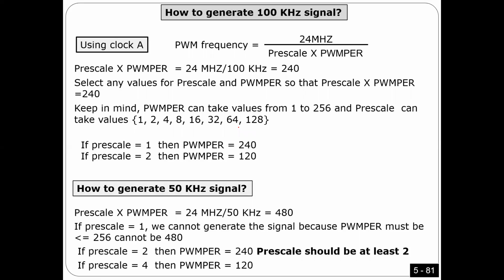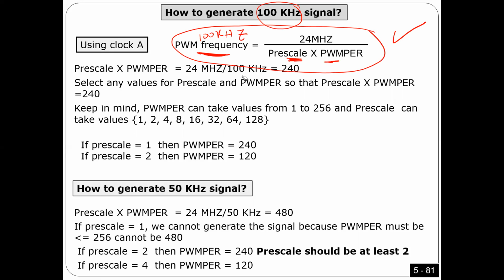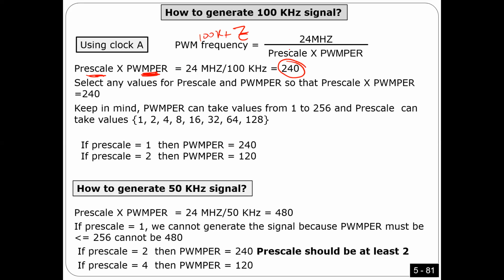Again, I have this formula here. All you have to do, guys, is decide on a certain frequency. Like here, I'm saying I need a 100 kilohertz frequency, so this one has to be 100 kilohertz. If you look at this equation, I have two unknowns. In order to have 100 kilohertz, that means prescale times period should equal 240. I just did a multiplication, just math. If any values you select make the multiplication 240, it's okay.